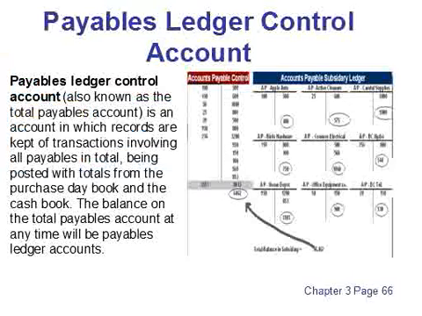Payables ledger control account. Payables ledger control account, also known as the total payables account, is an account in which records are kept of transactions involving all payables in total, being posted with totals from the purchase day book and the cash book. The balance on the total payables account at any time will agree with the total of the payables ledger accounts.